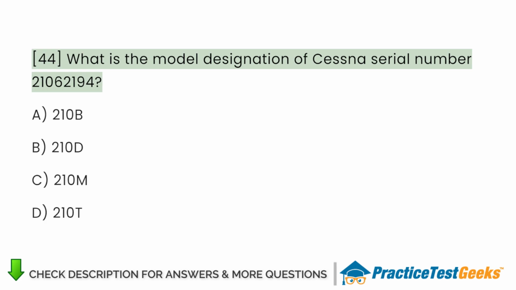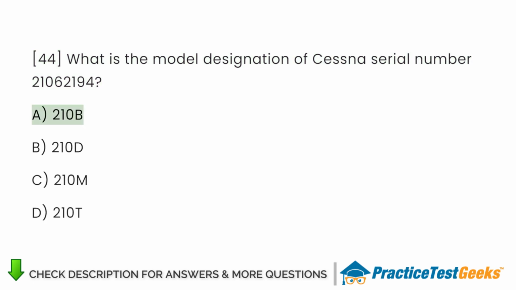What is the model designation of Cessna serial number 21062194? A. 210B. B. 210D. C. 210M. D. 210T.